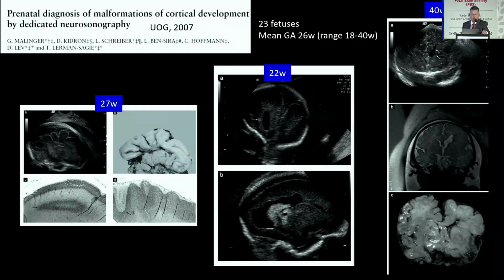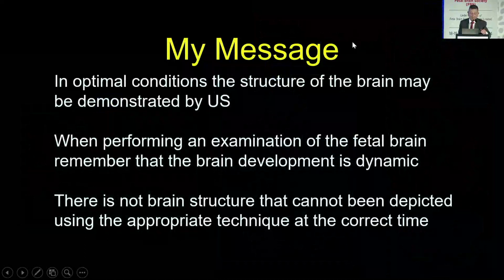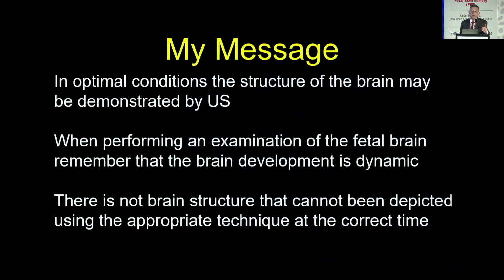In 2007, we published a paper of 23 fetuses with malformation of cortical development. Most of them were also confirmed by pathological examination. The mean gestational age at which we made the diagnosis was 26 weeks, but we have some cases quite early in pregnancy, at 18. So my message at the end of the lecture will be that in optimal conditions, the structure of the brain may be demonstrated by ultrasound.